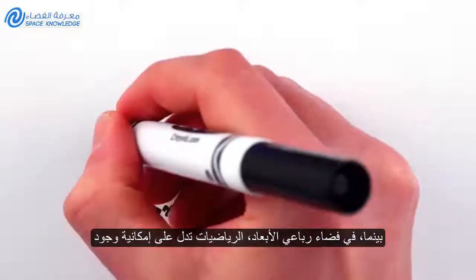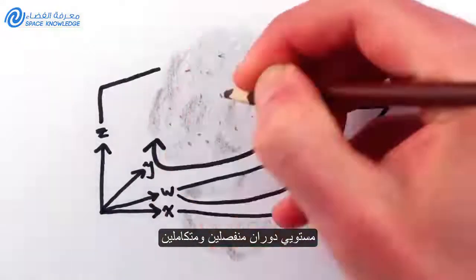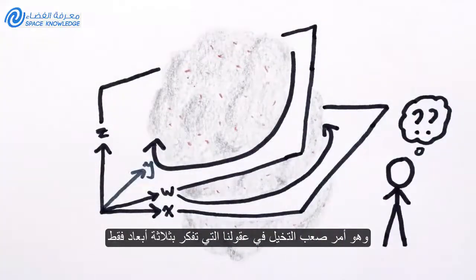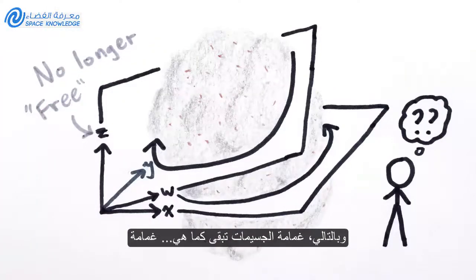However, in 4 spatial dimensions, the math works out such that there can be 2 separate and complementary planes of rotation, which is both really hard for our 3D thinking brains to picture, and also means there's no up and down direction in which particles lose energy by collisions. So a cloud of particles can continue being just that, a cloud.